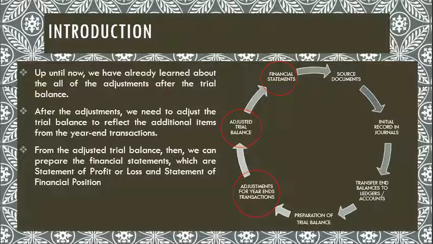Alright. So up until now, we have learned all of the adjustment after the trial balance. If you look at our accounting cycles, we have already prepared the trial balance, and then we've learned on how to adjust for the adjustment. In this case, the accruals and prepayment, depreciation and accounting for receivable here. Okay, and then the next step is we need to adjust for the trial balance before we can prepare for any statement, financial statements.